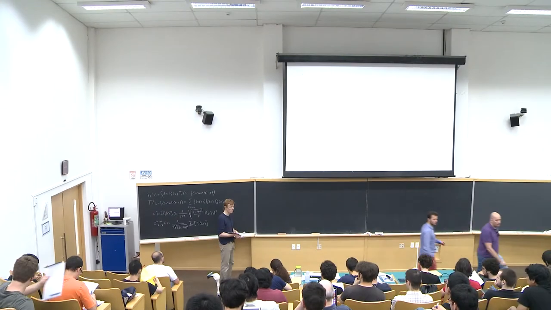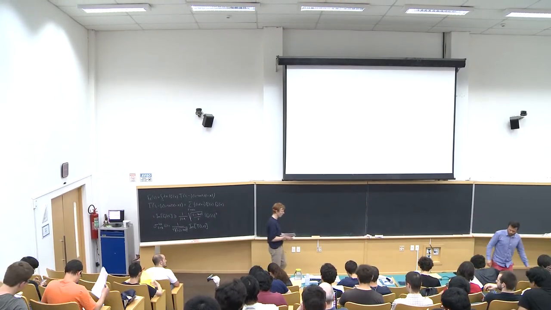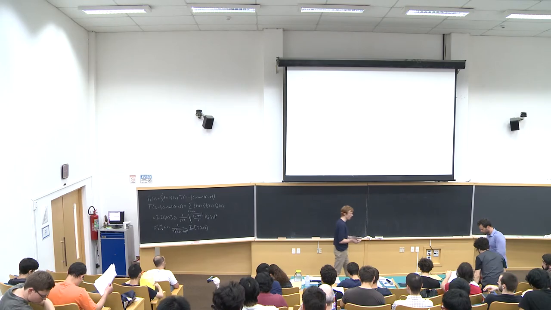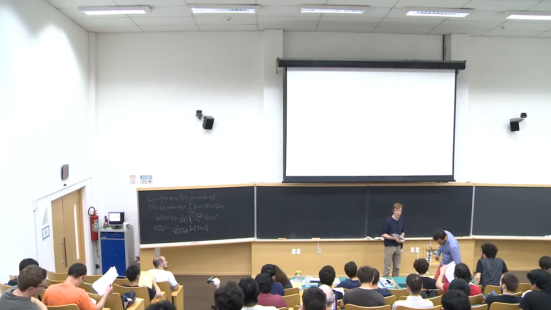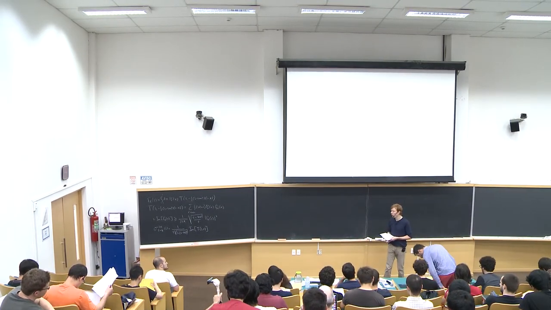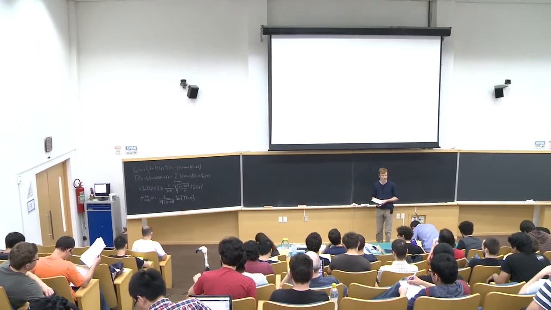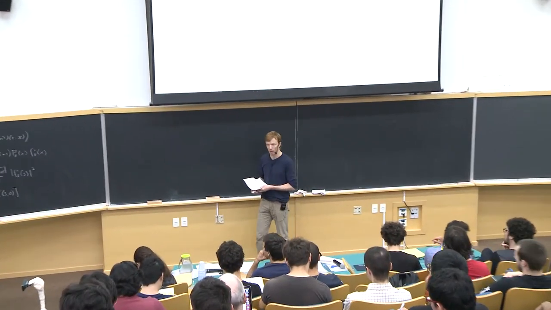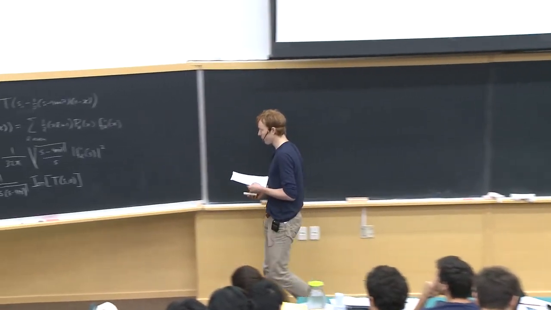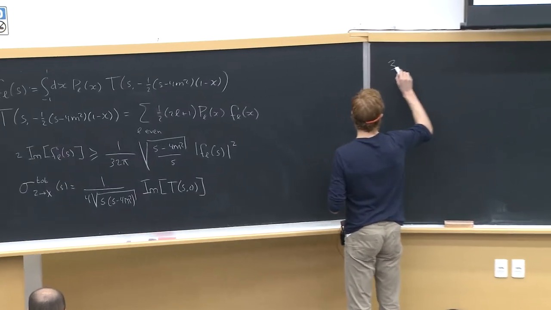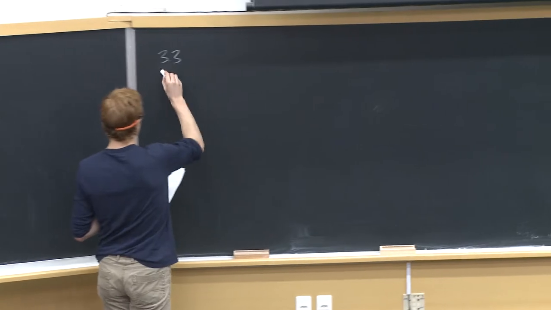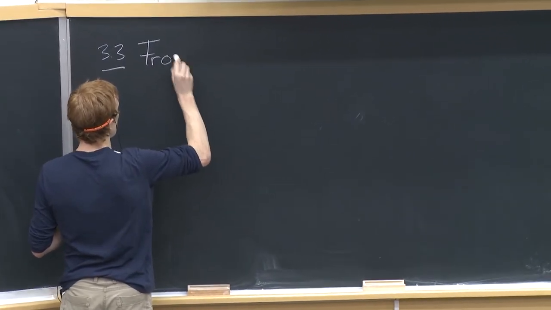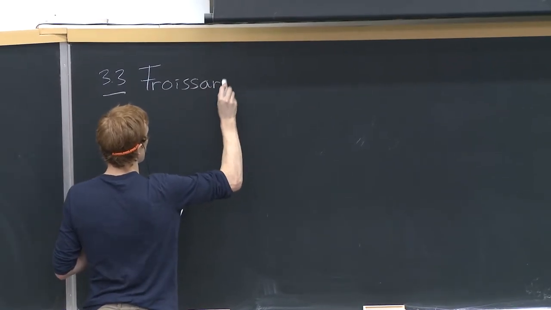In the rest of these workshops, there will be several talks about the new results. In particular, I think there are two nice talks going to happen tomorrow, which, in a sense, are a modern continuation of some of the stuff that I'll talk about today. The thing I'd like to talk about first today is the so-called Froissart bound.